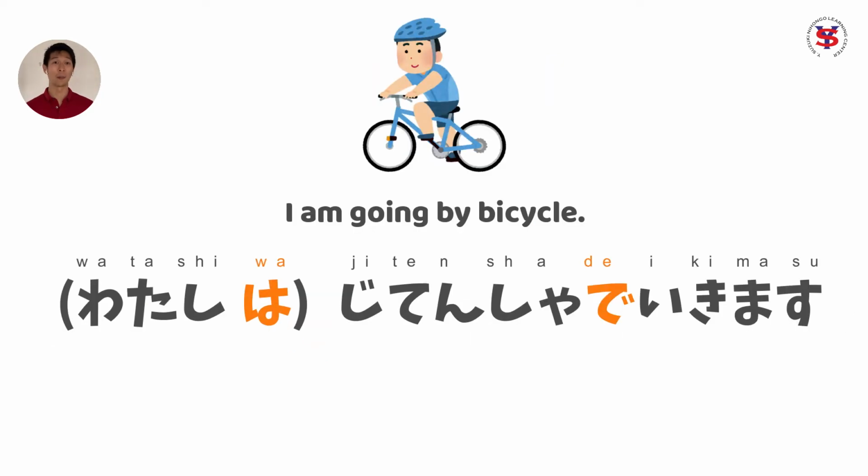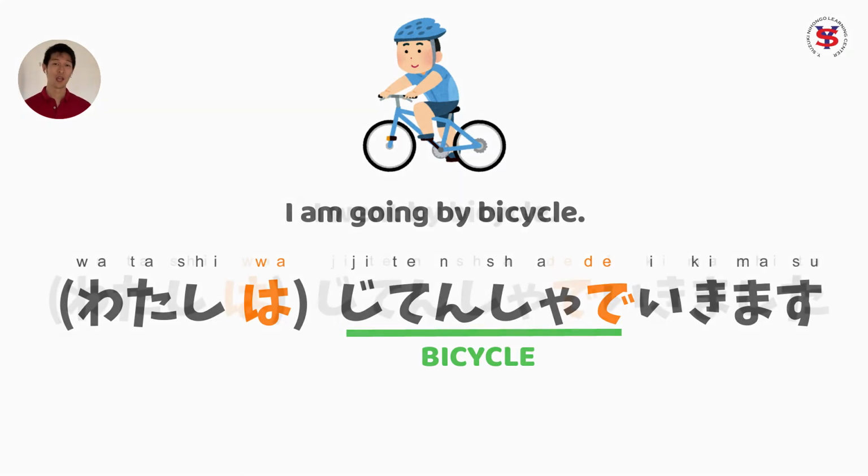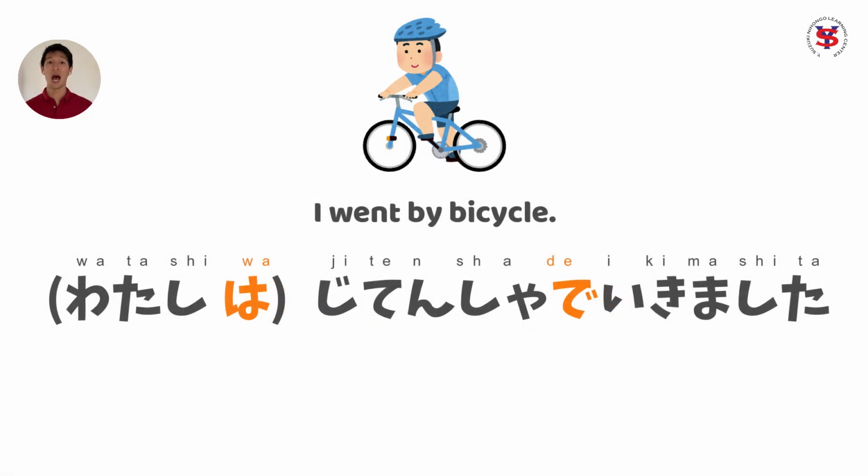Halimbawa, I am going by bicycle. In Japanese, ito ay watashi wa jitensha de ikimasu. Bicycle in Japanese is jitensha. So we added de to the mean and mode of transportation, which is our bicycle. For example, past tense naman, I went by bicycle. That would be watashi wa jitensha de ikimashita. So, nakikita natin, pinalitan lang natin yung verb conjugation sa dulo para gawin siyang past tense ang sentence.